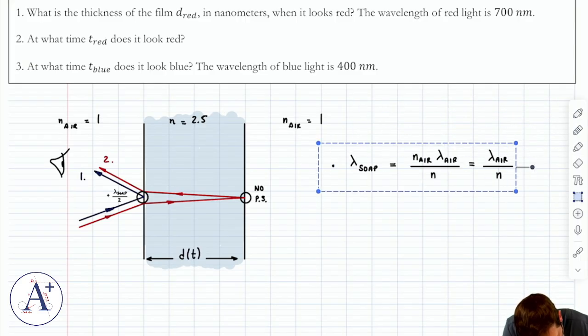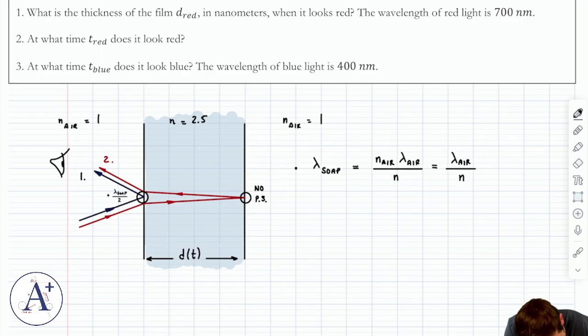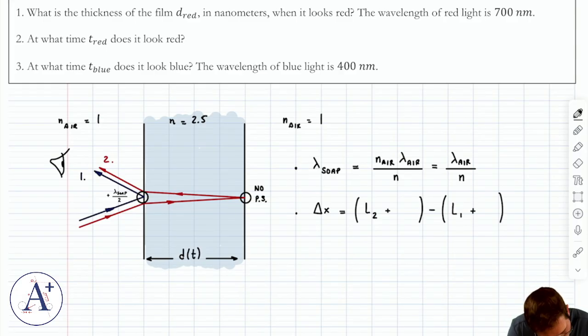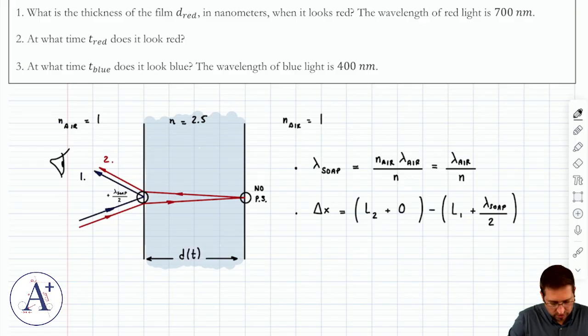Okay, so we got ourselves lambda SOAP here, and let's find delta x. Delta x is going to be, let's use the method we discussed, L2 plus a placeholder, minus L1 plus a placeholder. Now ray number 2 does not undergo a phase shift, so it's plus 0 here. Ray number 1 does, and it is as if ray number 1 had traveled an additional distance, lambda SOAP over 2. And so I'm going to add lambda SOAP over 2 here.